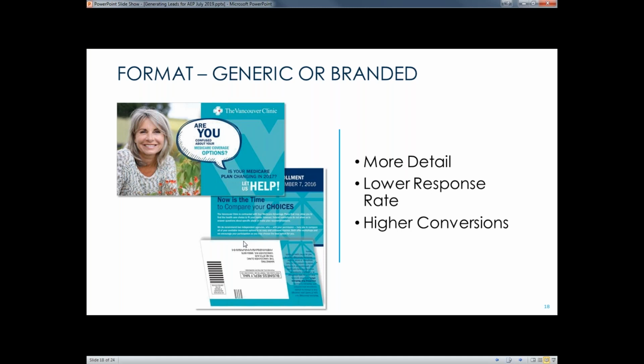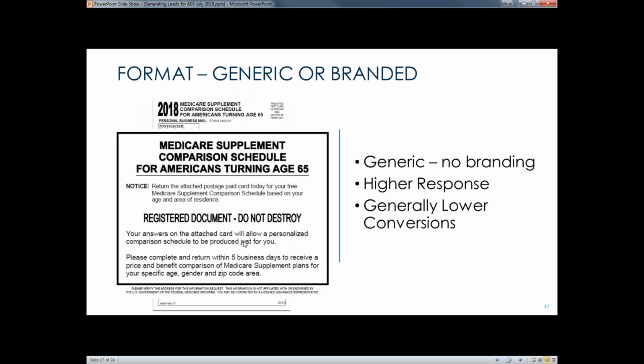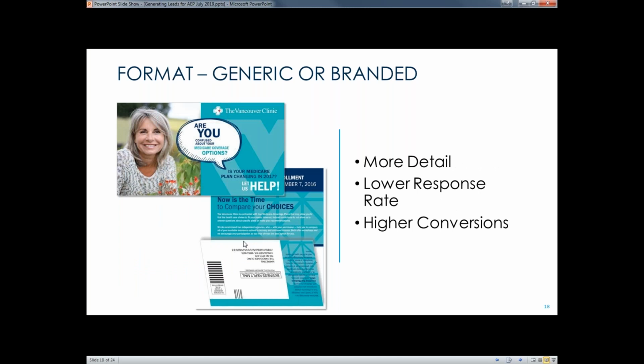So have more detail, which generally means you'll get a lower response rate, but the people who respond have a better idea where you're coming from, so you will see generally a higher conversion rate. So it's really sort of what your goal is and almost how you feel comfortable doing. A generic piece like this will give you more people to get in front of to help fill your pipeline. But you won't close as many. You'll still have a good closing ratio, but you won't close as many. With a piece like this, though, you'll get a little bit fewer responses and not as high conversions.